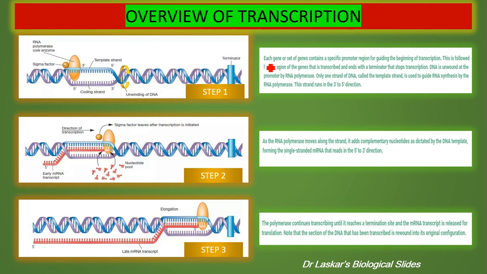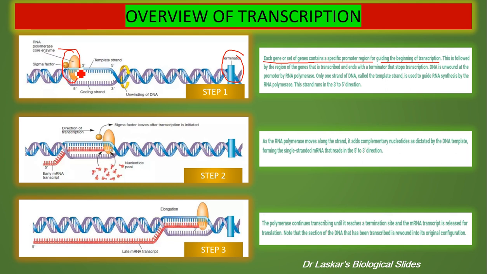So here each gene or set of genes contains a specific promoter region. Suppose this is the promoter site. This is the promoter site for guiding the beginning of the transcription method. And it is followed by the region of the genes that is transcribed and ends with a terminator. Here it is the terminator that mainly stops the transcription method.